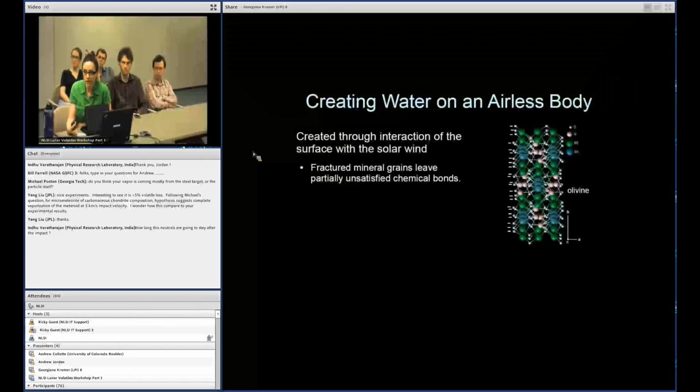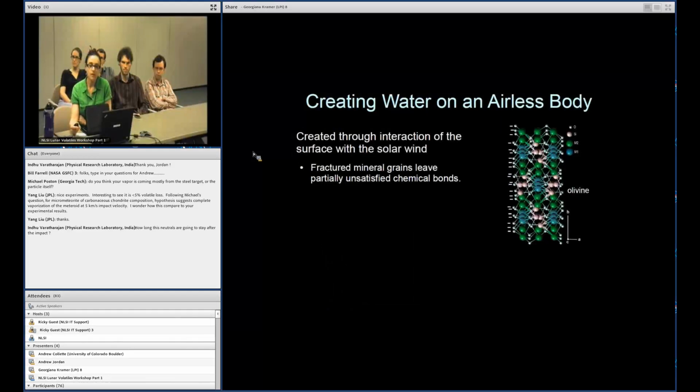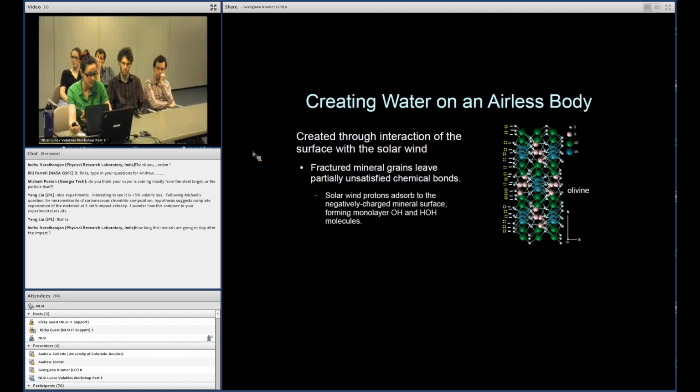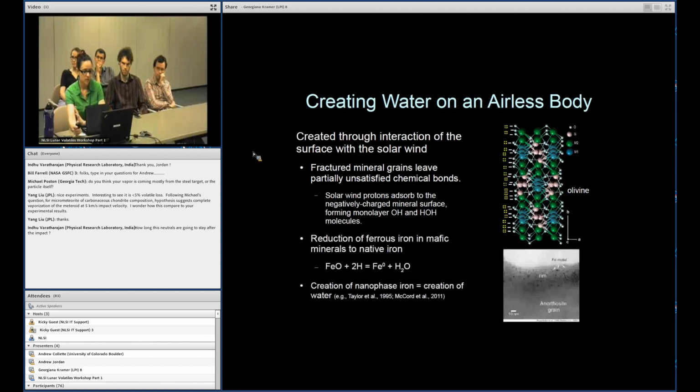So this surficial water, which is really what I'm interested in here, is created through the interaction of the surface of the moon with the solar wind. So the idea here goes that you have fractured mineral grains, and they will leave partially unsatisfied chemical bonds. And these surfaces tend to have a net negative charge due to the coordination of ligands around their cation host. Solar wind protons adsorb to the negatively charged mineral surface, forming monolayer OH and HOH molecules. You can also get reduction of ferrous iron in mafic minerals to native iron, meaning that the creation of nanophase iron actually does mean the creation of water, or it could.